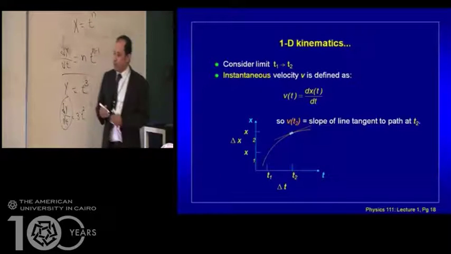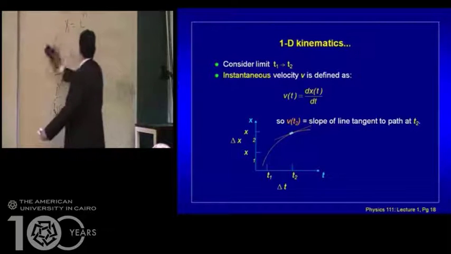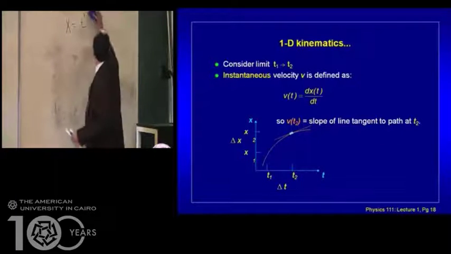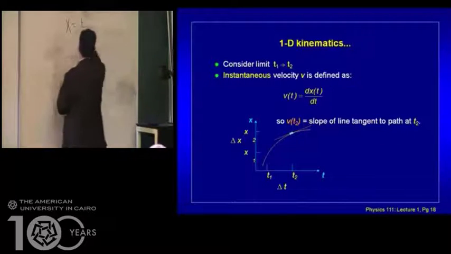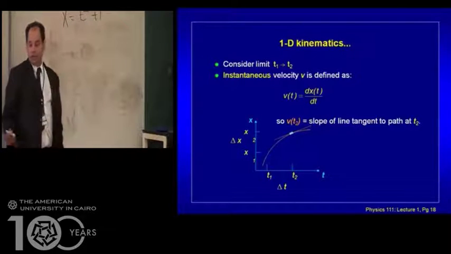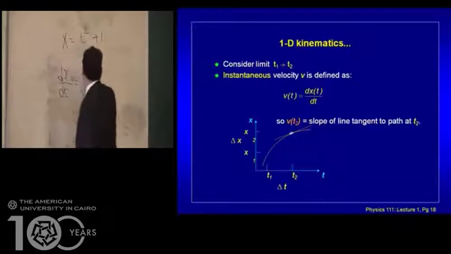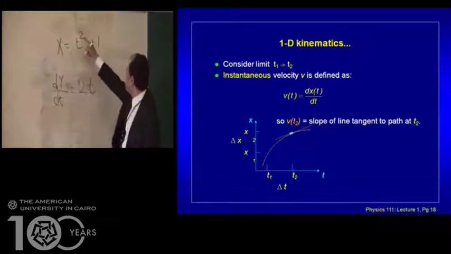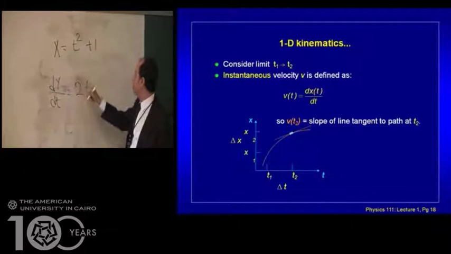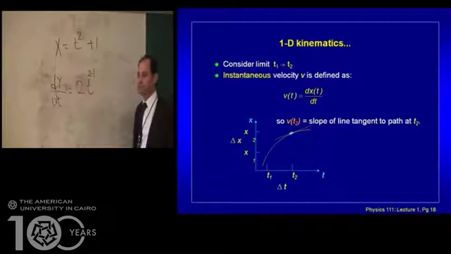Now let's go back to our function, and we needed to find, we had x equal to t to the power of 2 plus 1. So dx by dt is equal to 2t. It's 2, the power n, and we decrease that power by 1. So it's 2t to the power of 2 minus 1, which is t to the power 1. That's correct. How about that one?